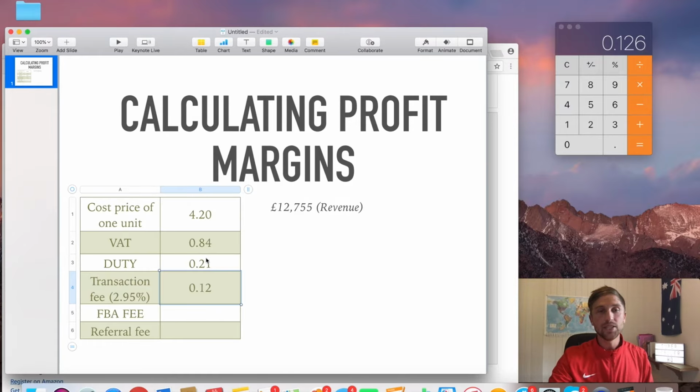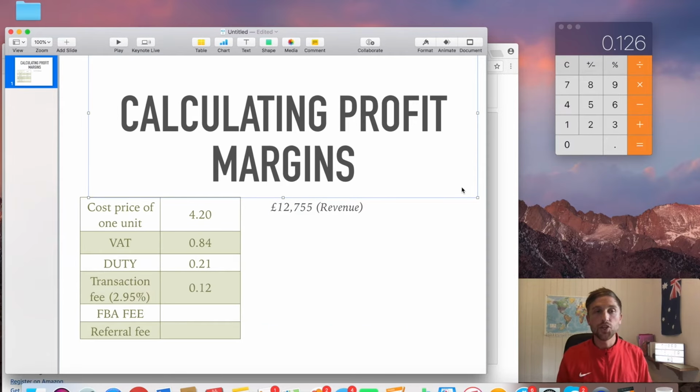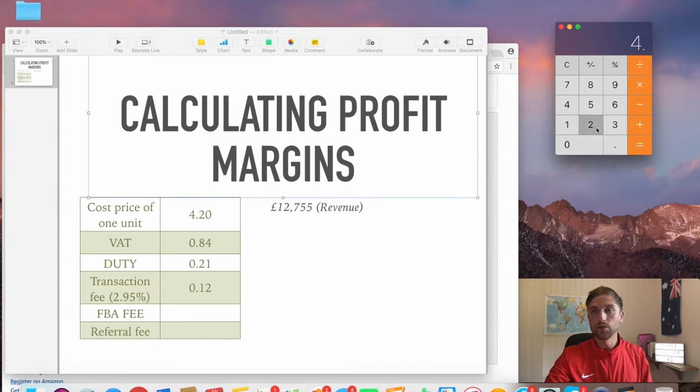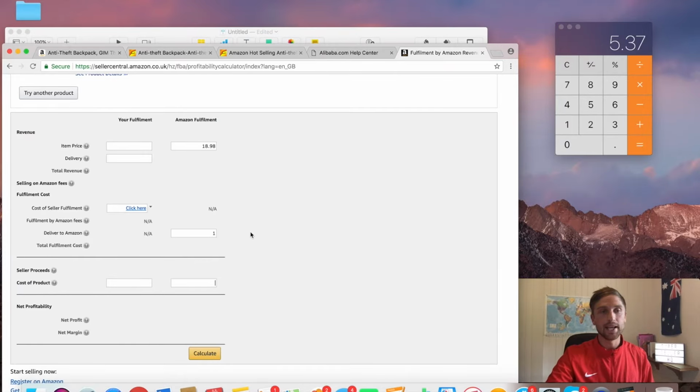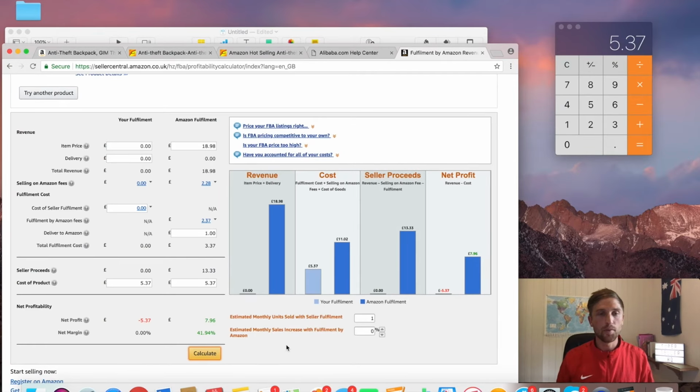Let's add these three up, and we will then come to our total cost of the unit, including VAT, duty, and the transaction fee. So we're going to add the £4.20 plus the 0.84, and we're going to add the 0.21 for duty, and we're going to add the 0.12 for the transaction fee. Brings us to a grand total of £5.37 to get that product into the UK and into the FBA fulfillment centre. So let's go ahead and put £5.37, and let's calculate our profit margin, right?